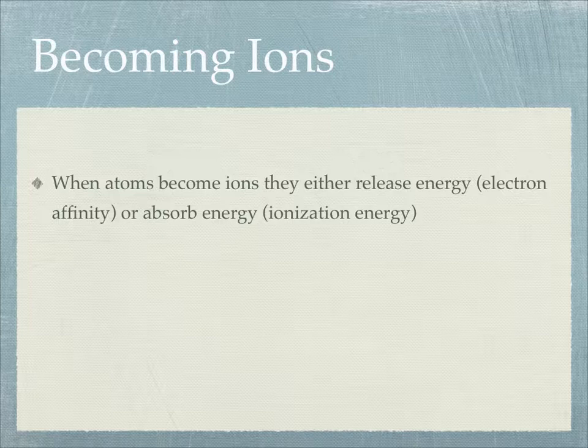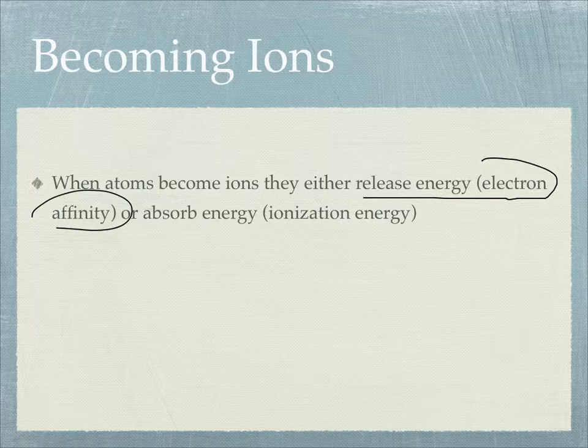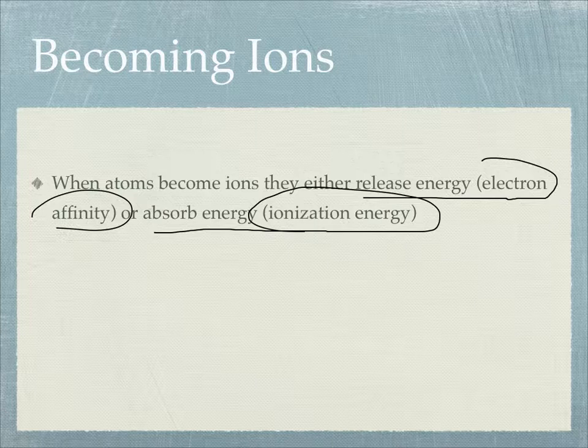So when an atom becomes an ion, it's either going to release energy, which is electron affinity, or it's going to absorb energy, which is the ionization energy, depending on what the atom does when it takes in that extra electron.